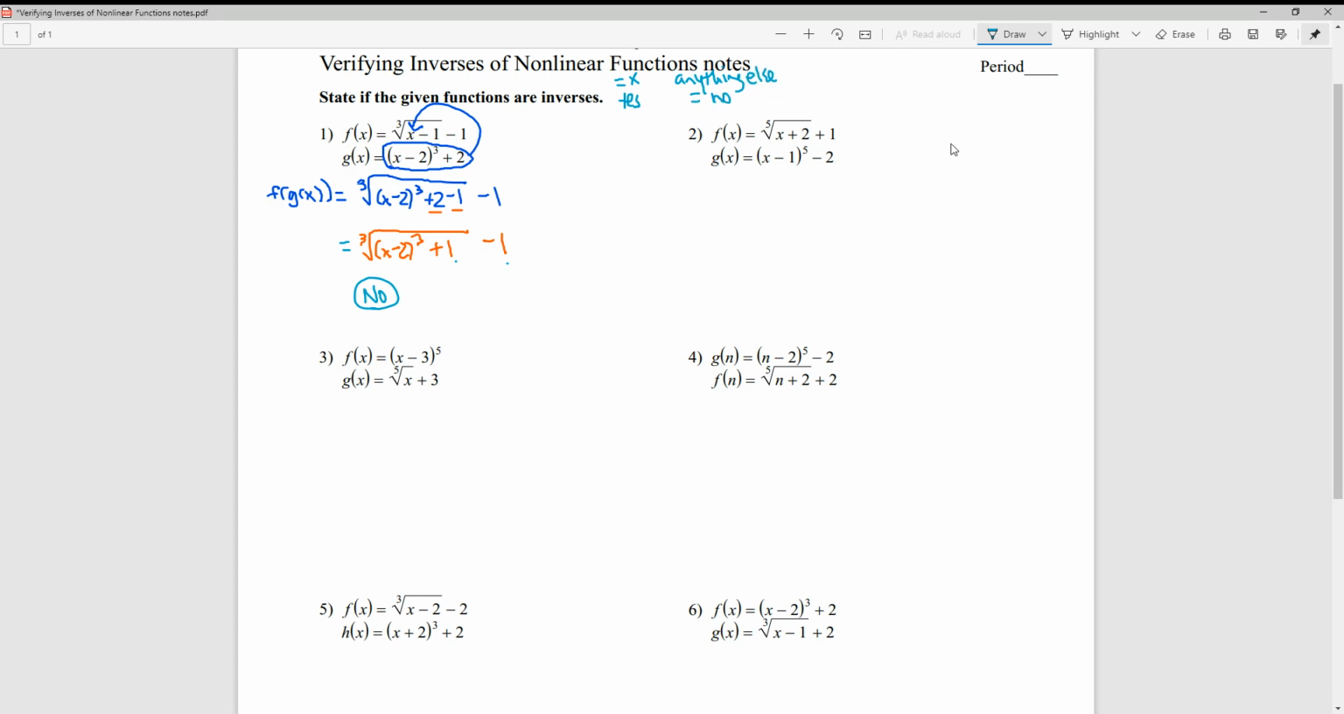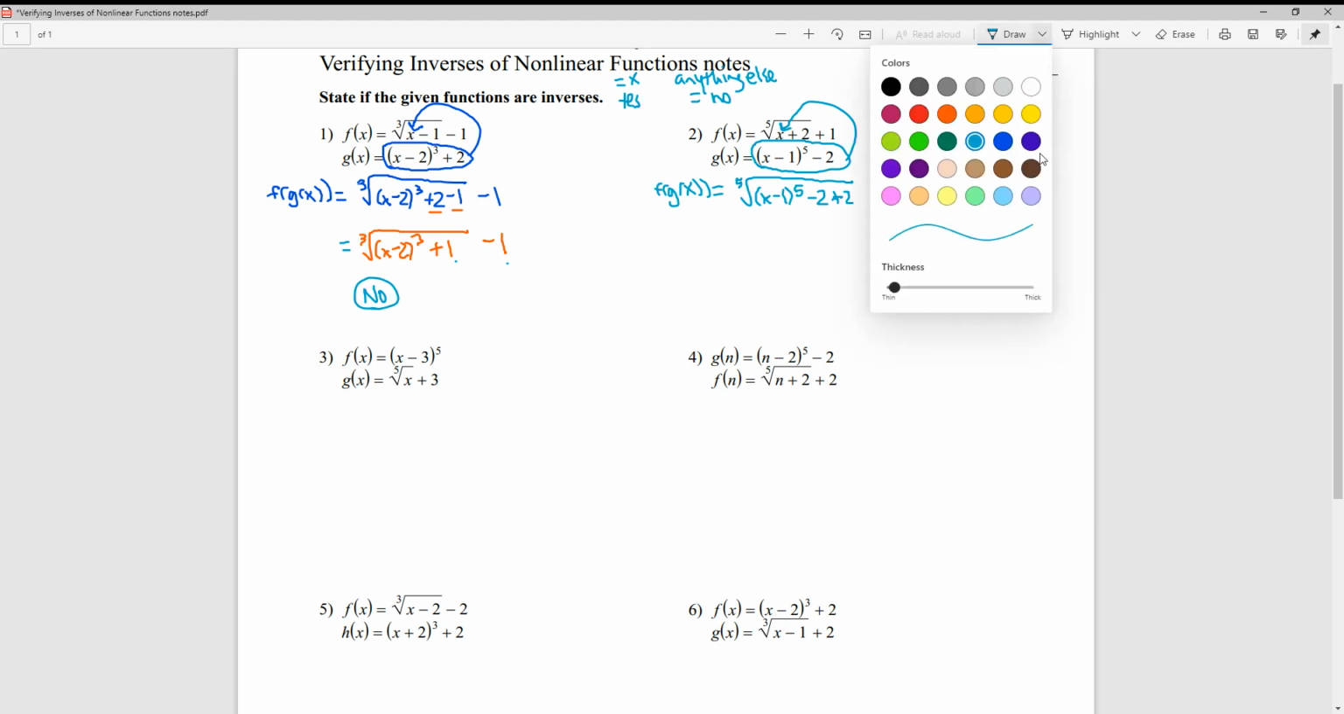So let's try a few more just to get the hang of it. Starting once again by plugging one function into the other. If you don't write this f of g of x part, I'm not too worried. I'm going to take all of this and plug it into x in the f function. So that's going to look like fifth root. Give yourself lots of room to write. The whole g function, x minus 1 to the fifth minus 2. Back to this after x is plus 2 inside the root and a plus 1 on the outside.